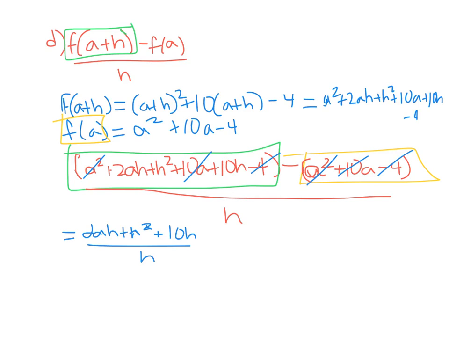So now the other thing on difference quotients is that your bottom h should also cancel out. So hopefully you got that to work. So in the end, you're going to get 2a plus h plus 10, and that actually is my answer.